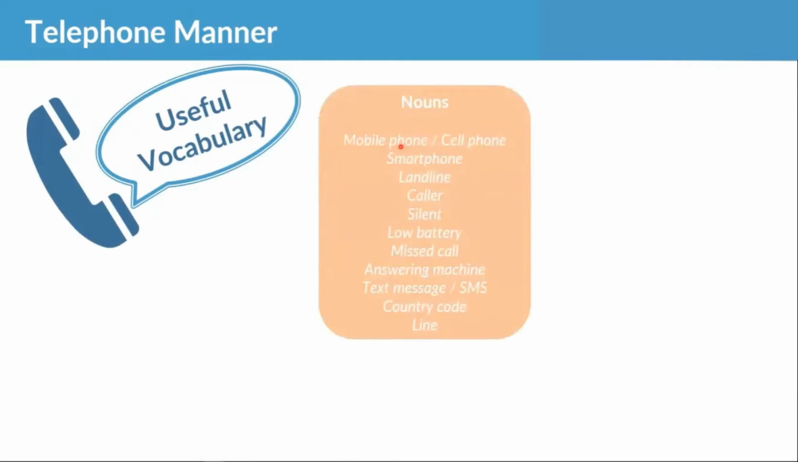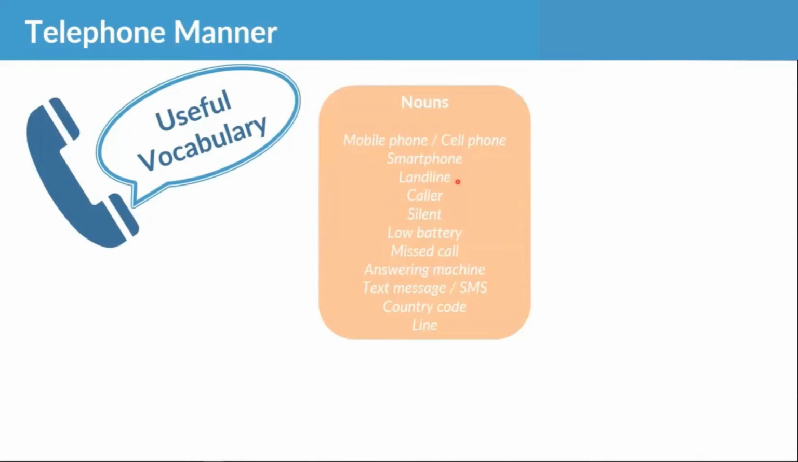So of course we have a mobile phone or a cell phone. In America and Canada, they would call it a cell phone. Most other places would call it a mobile phone, although nowadays we just call it a phone because everyone just calls it your phone. A smartphone is a phone with internet capabilities. So almost everyone has a smartphone these days.